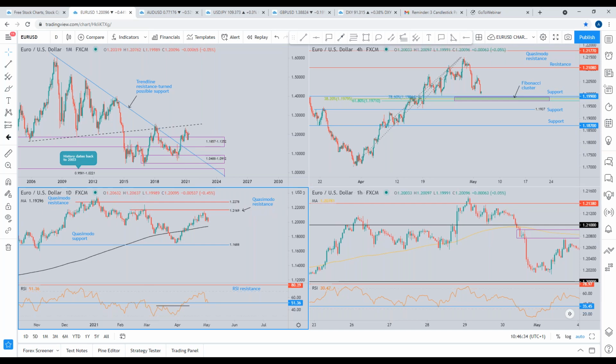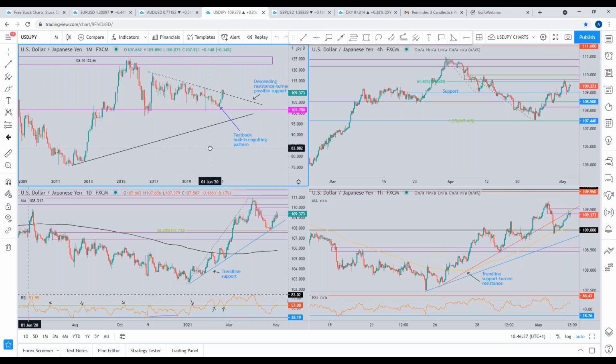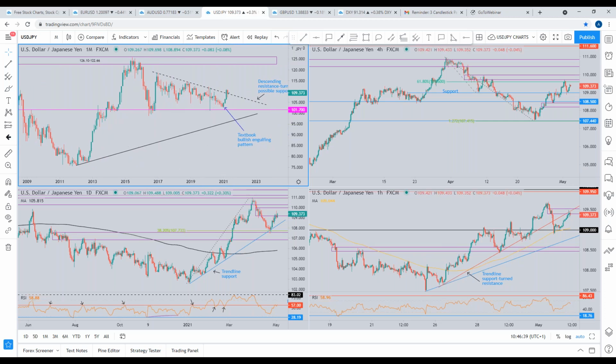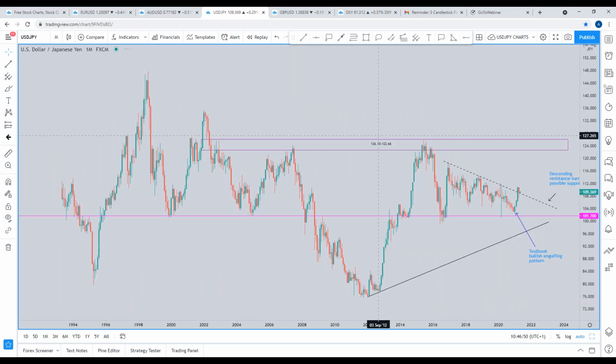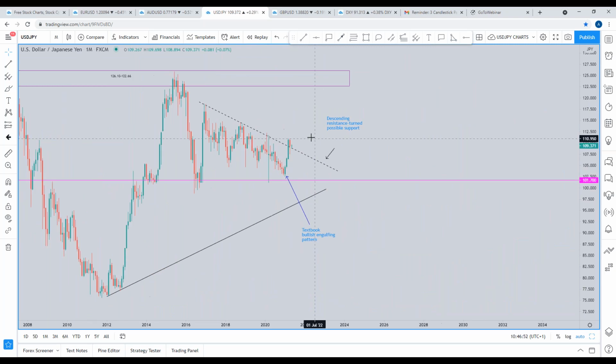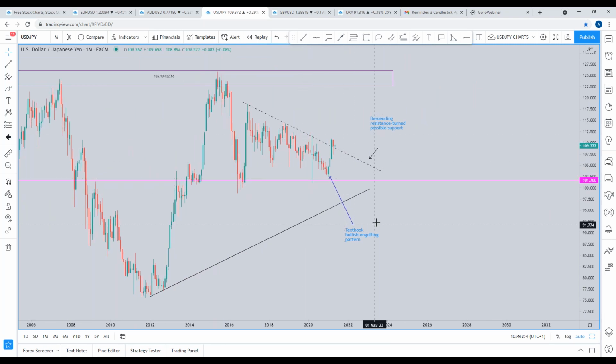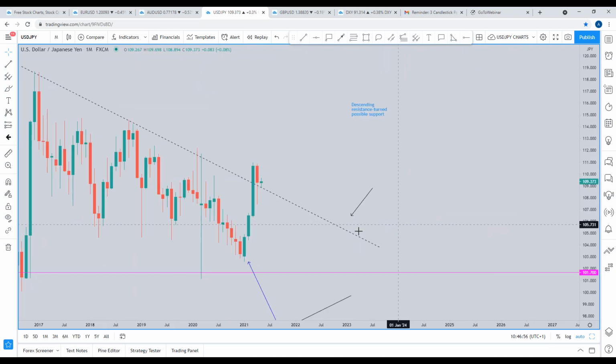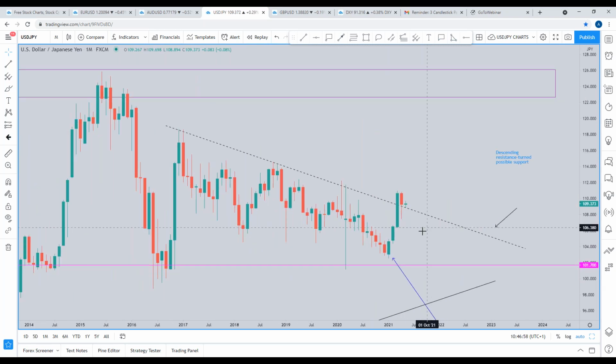Okay, so I have one textbook bullish engulfing pattern used on the daily chart. So you use daily charts. Okay, so on the dollar yen monthly time frame, let me just spin this to the larger screen. This is what I would call a textbook bullish engulfing pattern.